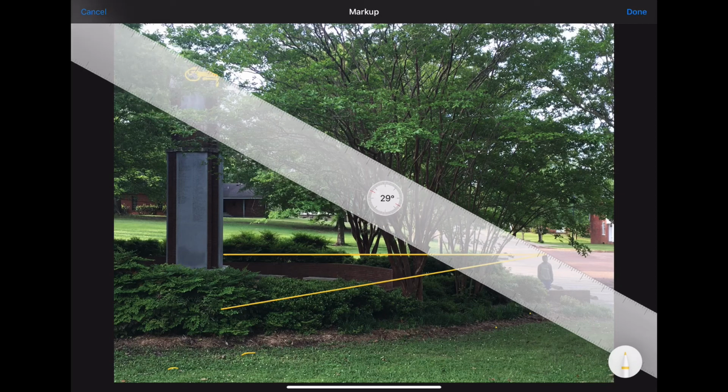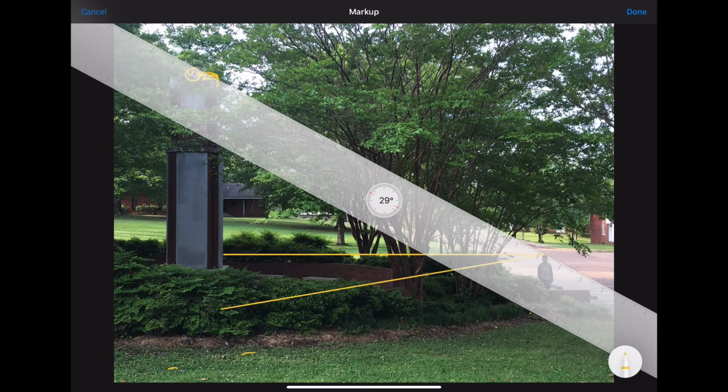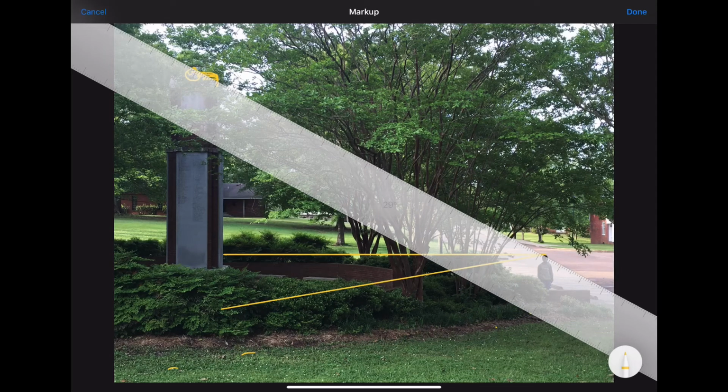So I'm going to go off that and to the top of his head. Let's see what I get here. I get 29 degrees, okay? So I've got an angle of depression of 10 degrees, and I've got an angle of elevation of 29 degrees. There we go, right to there.